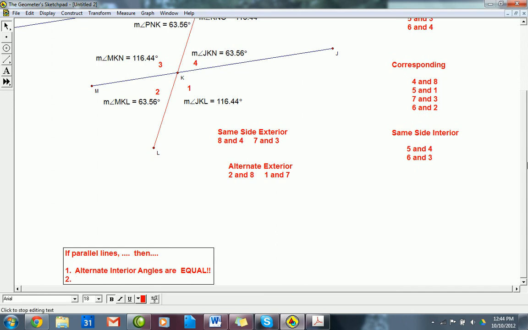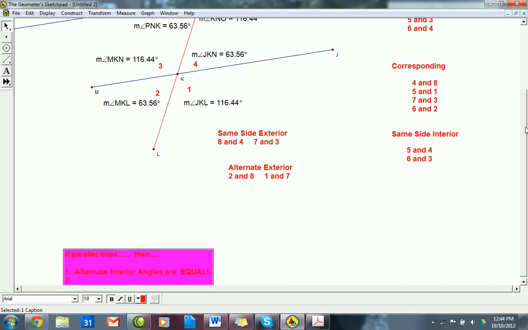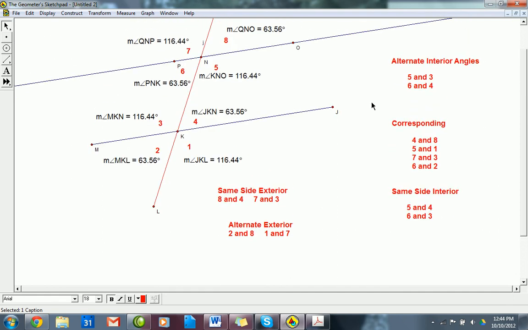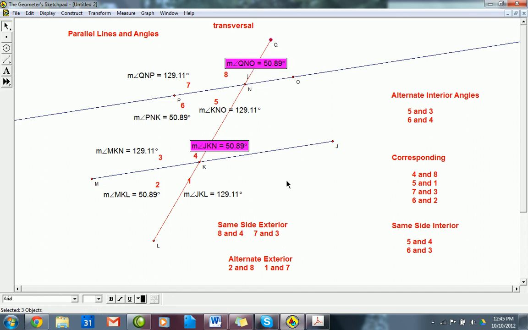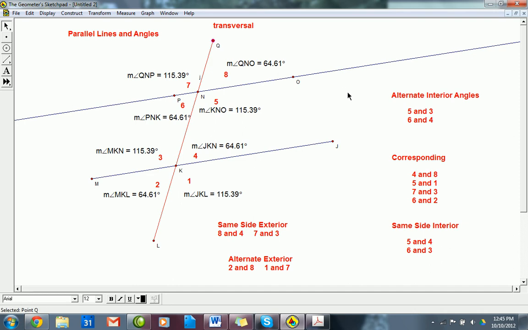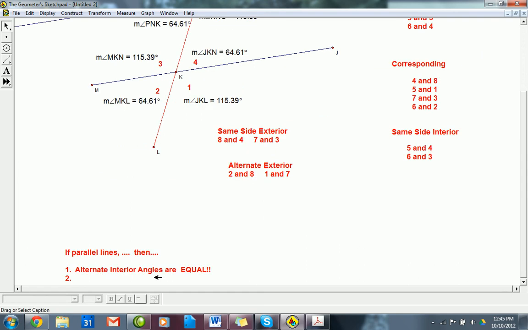Number 2, corresponding angles. Well, corresponding angles make those F's. So here's a pair of corresponding angles. How about angle 8 up here? Jump over, same side, bam. Ooh, those are equal. Here's another pair of corresponding angles. Oh, they're equal. How about these corresponding angles? Oh, they're equal. Those corresponding angles. Oh, they're equal. What if you move the transversal? Oh, they're still equal. What if we move it back? Whoa, still equal. Okay, so if the lines are parallel, corresponding angles are equal. That's correct.